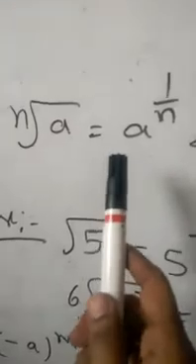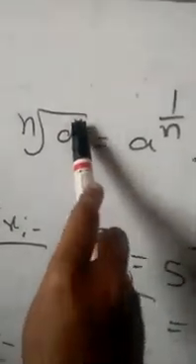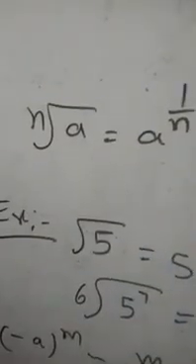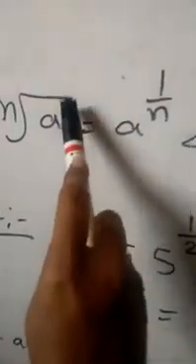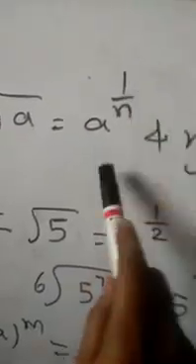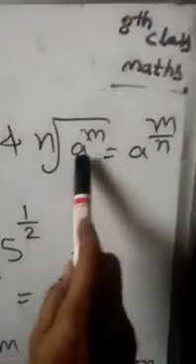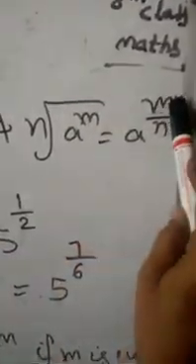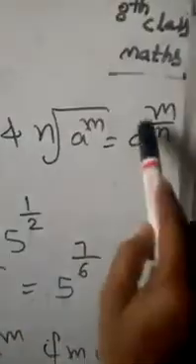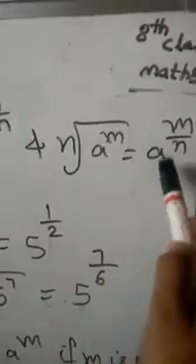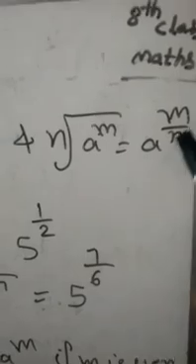Next point: nth root of a equals, see here, a power, no one is not there means 1 that value. So a to the power of 1 divided by the number n, that will come. So nth root of a equals a to the power of 1 by n. And nth root of a to the power of m: power m is there, that's why it will come as numerator, divided by n. So nth root of a to the power of m equals a to the power of m divided by n.